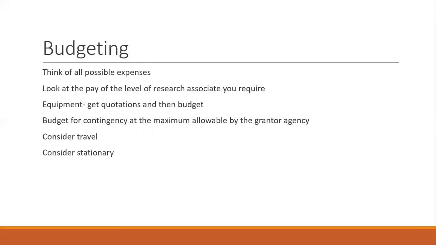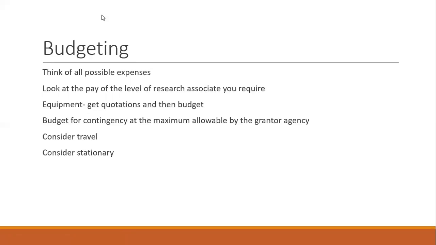When you come to budgeting, which is the most important part, as important as the research question, think of all possible expenses. What are all the types of expenses that you anticipate? Does the granting agency give under all those heads? Look at the pay of the level of research associate you require. If it requires a lot of research input, then you will require a research associate and not an SRF. If it is just basic data collection without a lot of brain work, then a junior research fellow might be adequate. So these are also things you must consider.